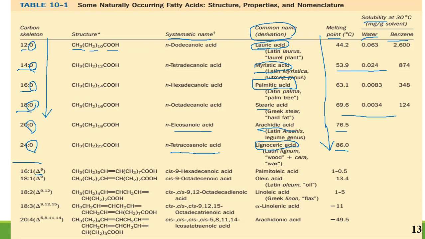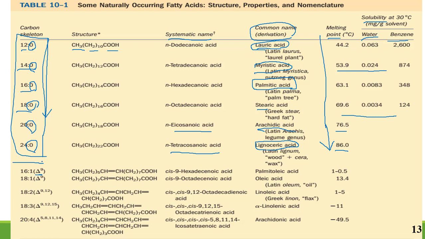All of these fatty acids are saturated fatty acids because they don't have any double bond in their structure, as you can see there. And with increasing the number of carbon, the melting point is increasing and the solubility in water is decreasing, as you can see here.